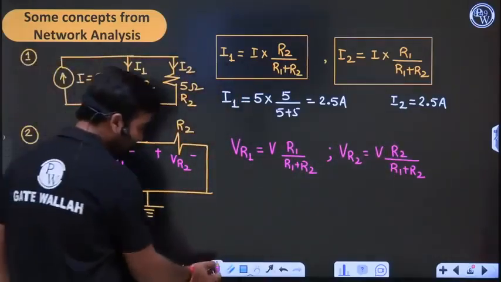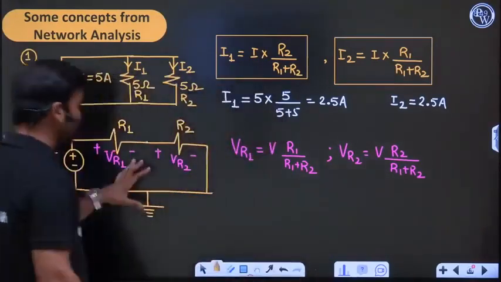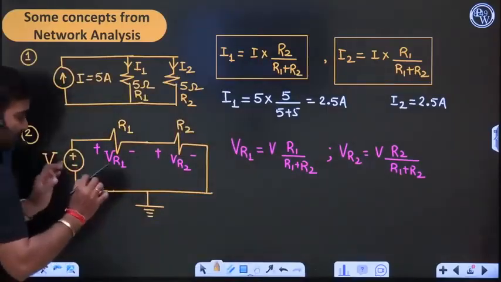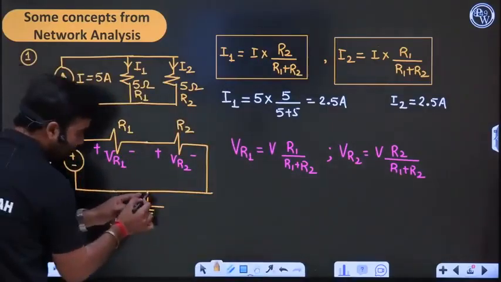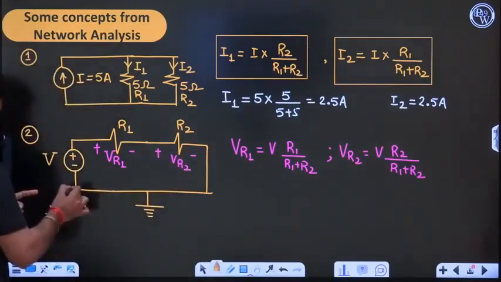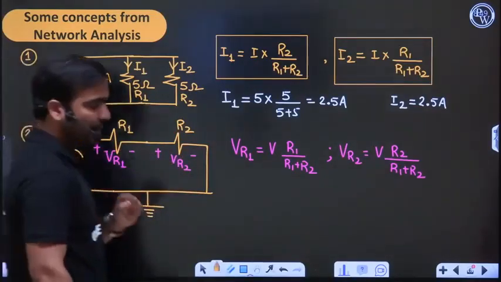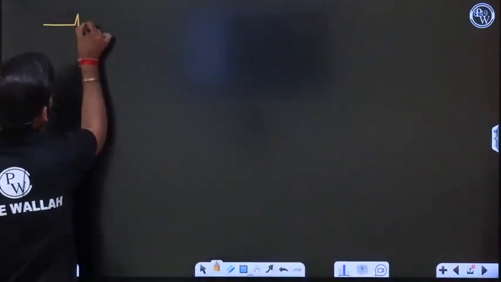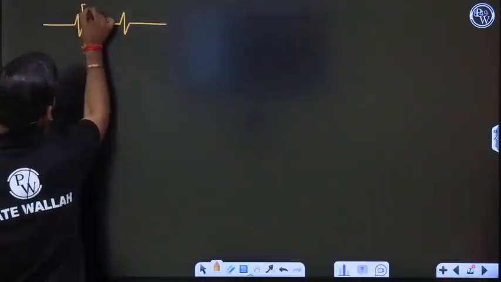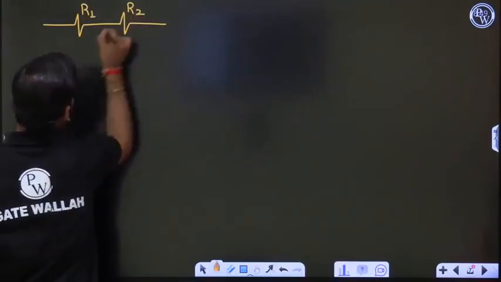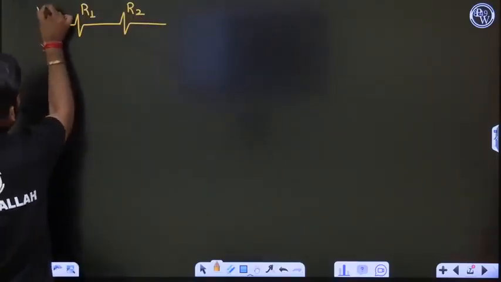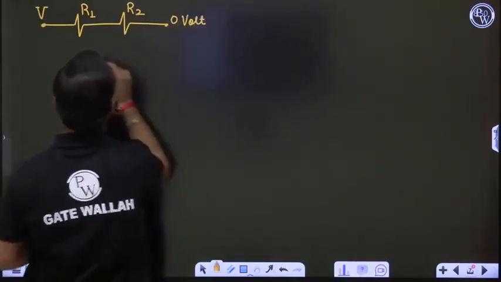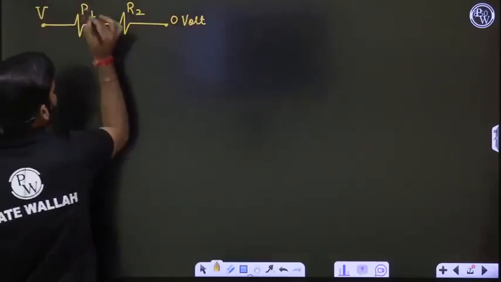Now the interesting thing is, if I redraw this circuit, because this is your ground, every voltage in this world is with respect to ground only. So this node is ground. With respect to ground, this node voltage is V. Can I redraw it? If I redraw it, it is like this. This is R1, this is your R2. This voltage is some V volt, and this voltage is 0 volt. This is R1, this is R2.